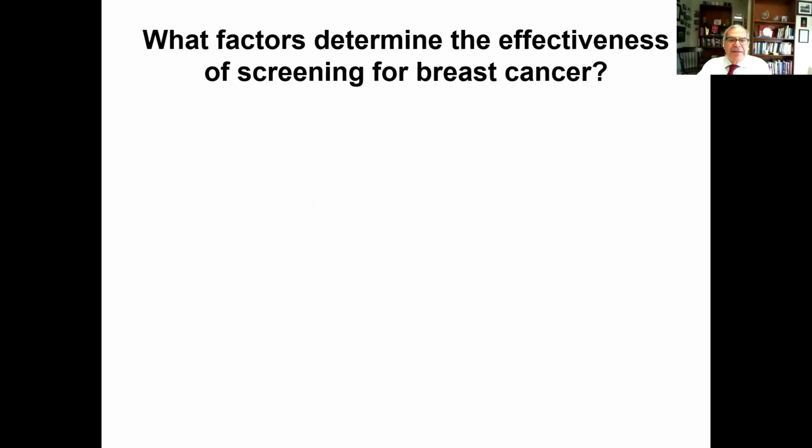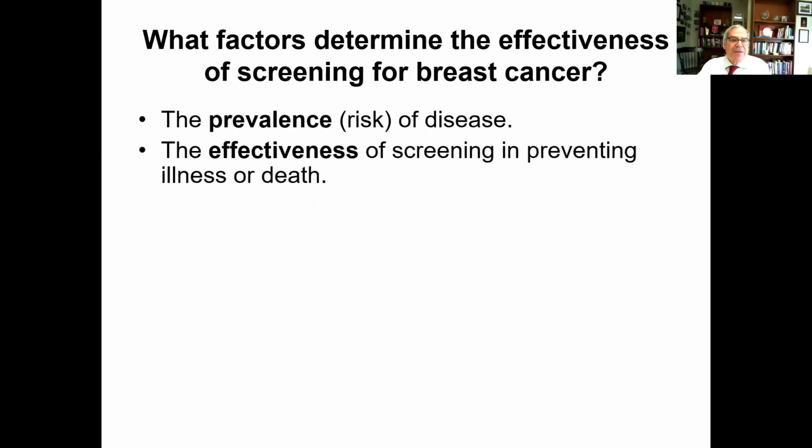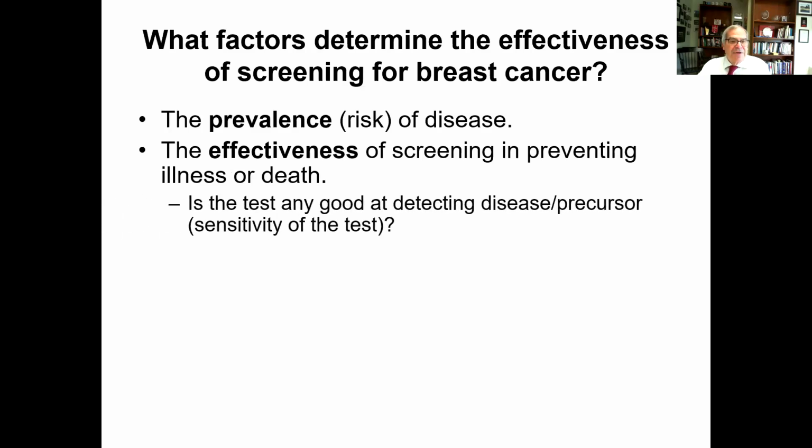But now let's think about what the factors are that affect the effectiveness of screening for breast cancer. Okay. Now, again, the prevalence risk of the disease. And now we're thinking more of age categories. The effectiveness of screening in preventing illnesses. This is something that we think about with mammography. Is the test good at detecting disease or the precursors, the sensitivity of a test?